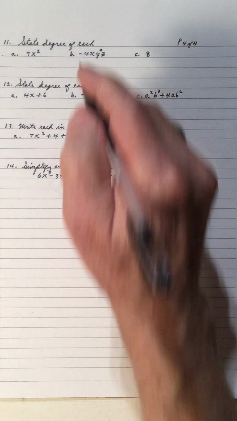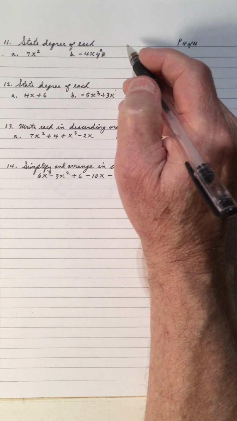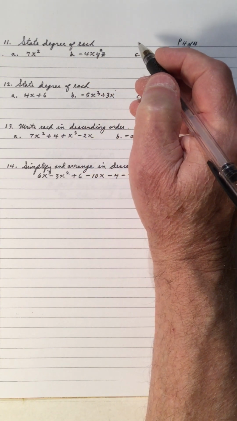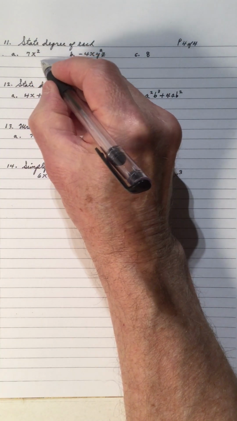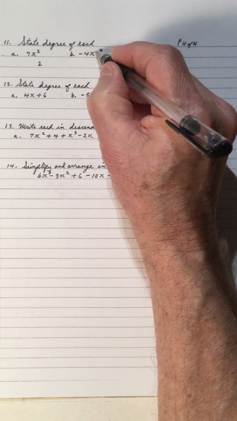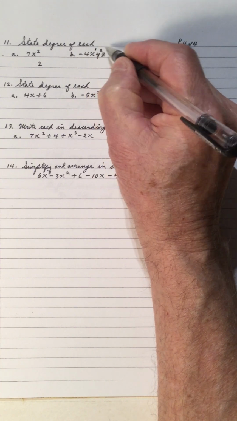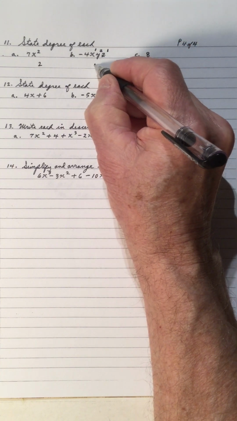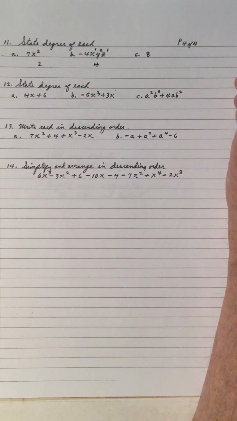Number 11, state the degree. The degree of a monomial is you add up the exponents. So we have x squared, so the degree is 2. Right here we have a monomial, that's 1 term, so that's a 1, and that's a 1. So the degree is 1 plus 2 plus 1, 4.